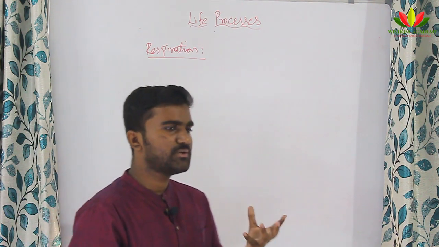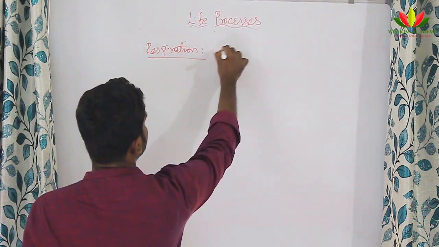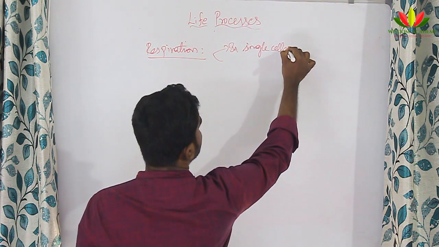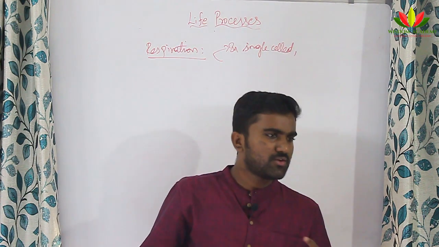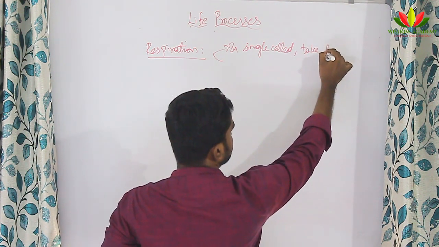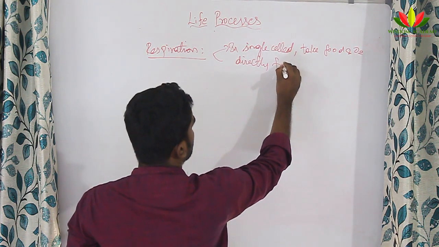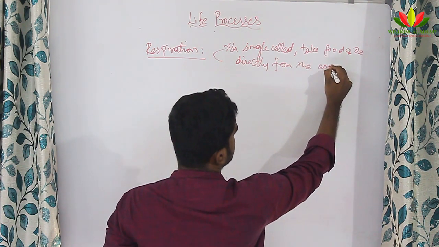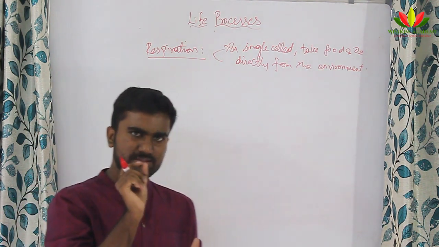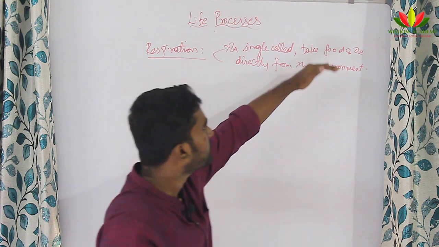Okay, now you all came to know why we are respiring, right? We are respiring to get the energy. Respiration in single celled organisms will not have any special tissues or organs. The single celled organisms will take food and oxygen directly from the environment, because the complexity of the organism is very low and the size of the organism is very small. So there is no specific organ or tissue for intake of the food and oxygen.